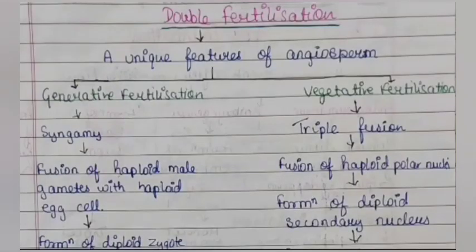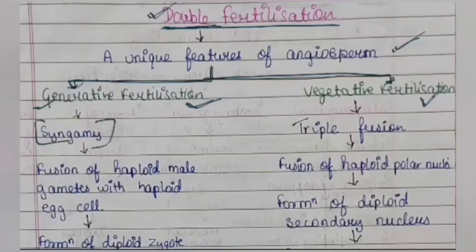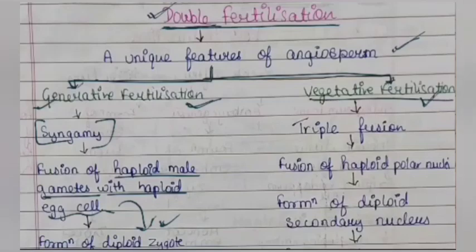Double fertilization, which is a unique feature of angiosperms, as the name of the topic suggests. In angiosperms, two kinds of fertilization take place, that is the generative and the other one is vegetative. In generative fertilization, basically this is syngamy, in which the fusion of a haploid gamete with the haploid egg takes place, forming a zygote, which further develops into an embryo, while the other, vegetative, is a triple fusion.